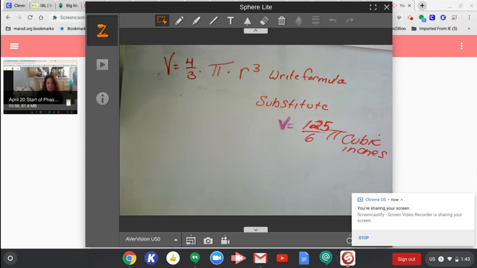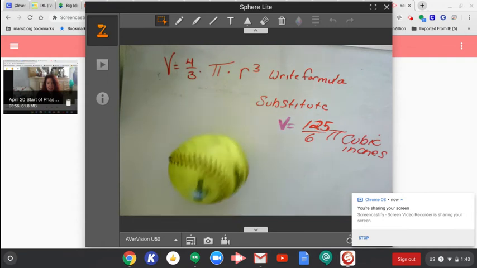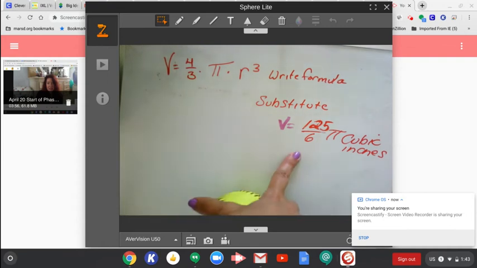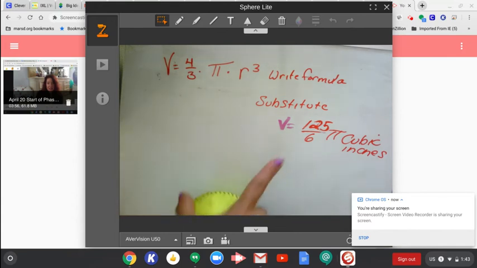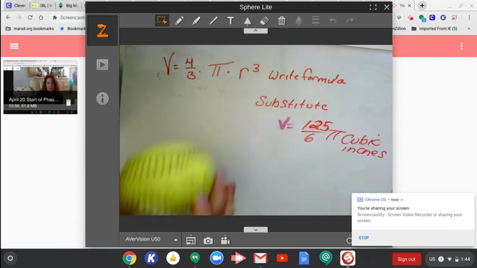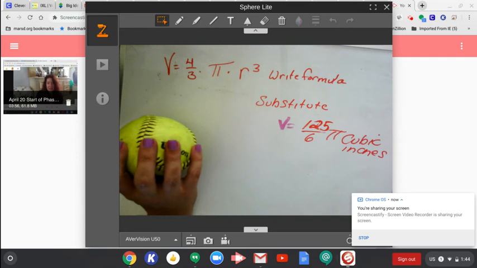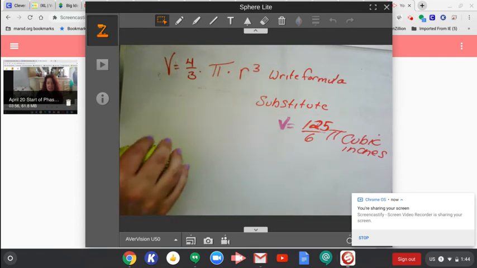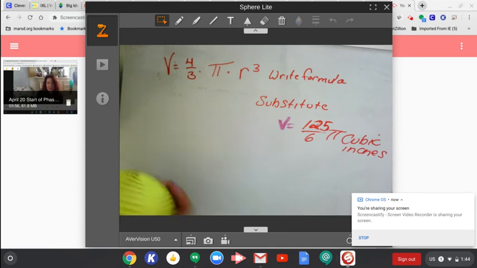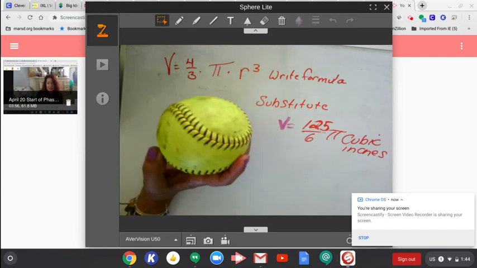Hello, we're going to do a second question now, and we are going to find the radius of a softball given its volume. So the volume of a softball was calculated to be 125 over 6 pi cubic inches. Again, if you wanted to simplify that and get a closer estimation of the amount of space inside in cubic inches, you would do 125 divided by 6 times about 3.14, and it would give you a closer approximation. This is an exact answer.